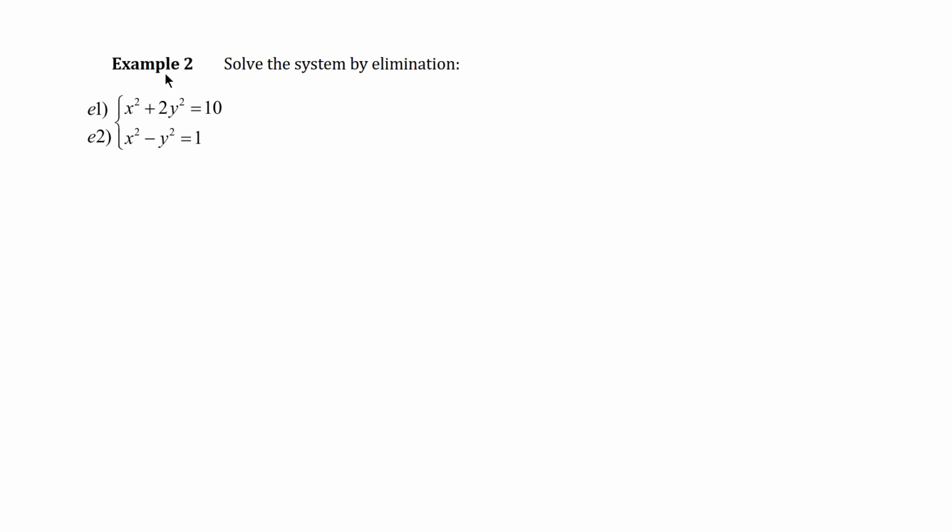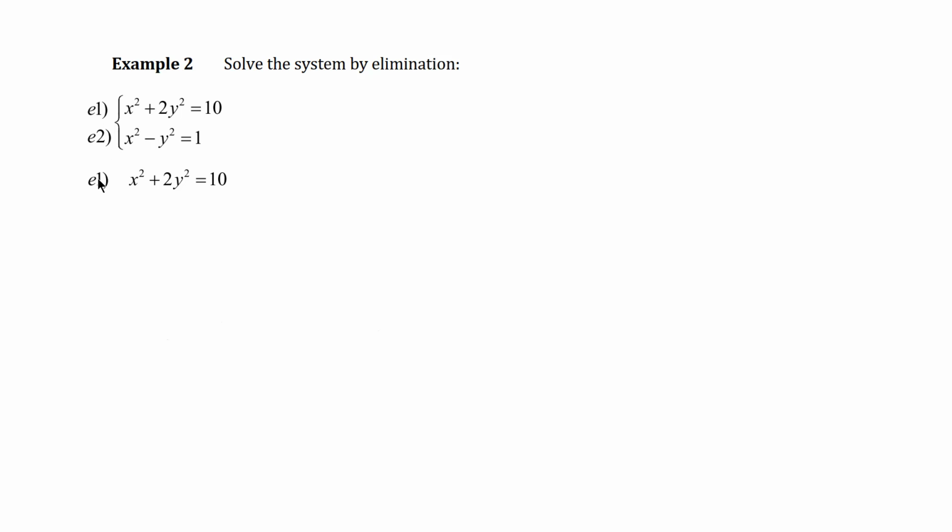Next, we have example number 2. Solve the system by elimination. We have the system of equations x squared plus 2y squared equals 10, and the equation x squared minus y squared equals 1. To solve this using elimination, I'm going to call the top equation E1 and the bottom equation E2.